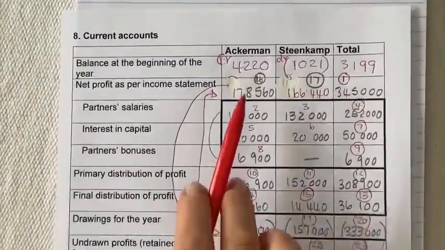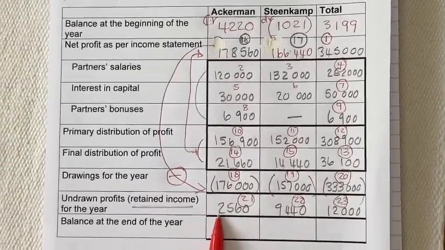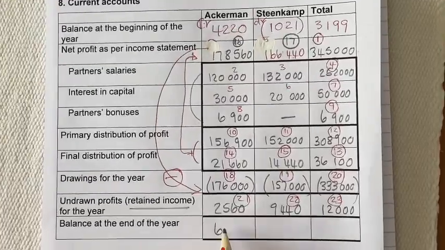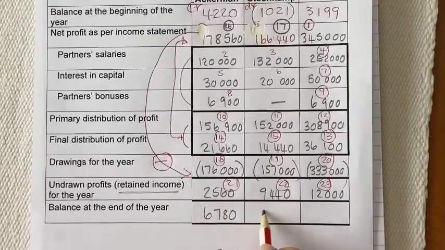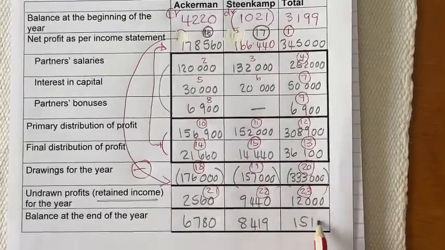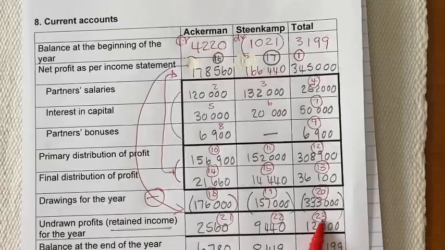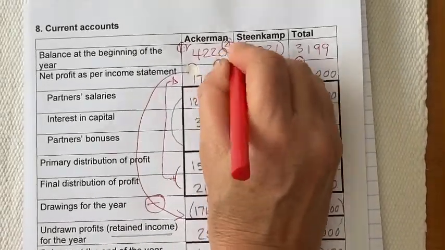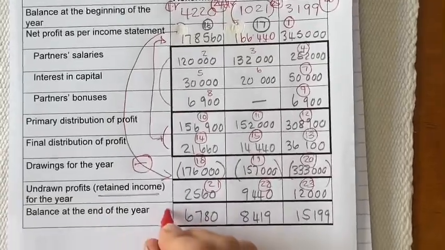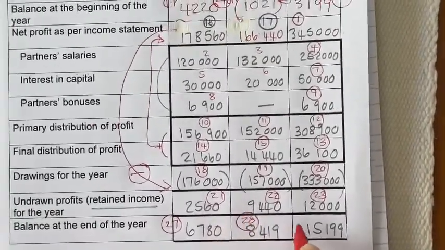Right. So if you take your balance at the beginning of the year, plus the undrawn profits at the end of the year, that gives you the balance at the end of the year. 6,780. That is 8,419. And this is 15,199. And these steps, we stop with 23. So that was 24, 25, and 26. And then 27, 28, and 29.